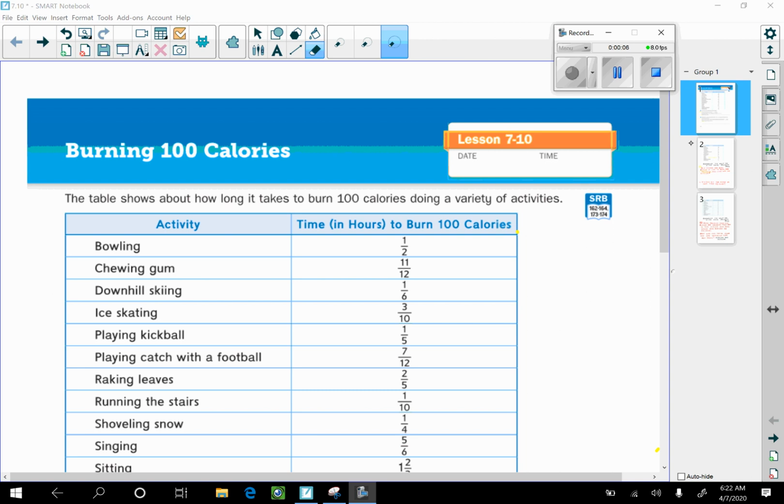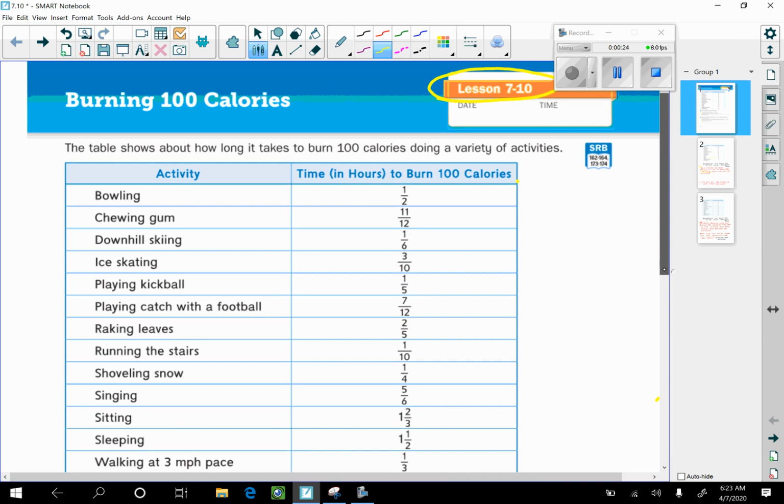Today, we're going to look at an example that will help you with the journal page that deals with section 710. So we're going to do some examples to help you successfully do this journal page. The first thing we need to do is understand the table given.